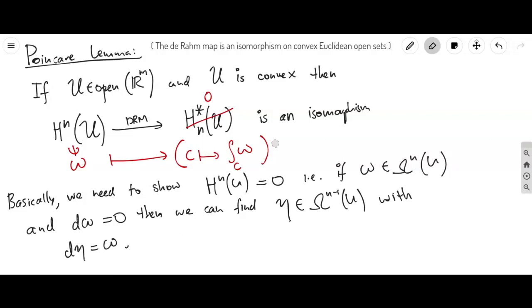So this is known as the Poincare lemma. Let us accept the Poincare lemma for now, in order not to interrupt the flow of the argument. Because I'm kind of showing you the necessary steps you need to prove the de Rham theorem. So let's just accept this for now and move to the next thing.